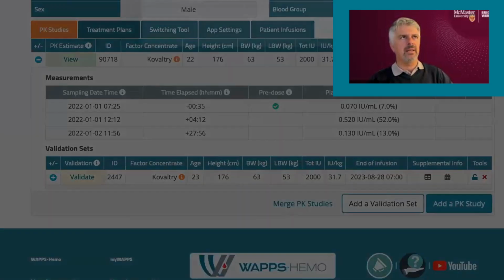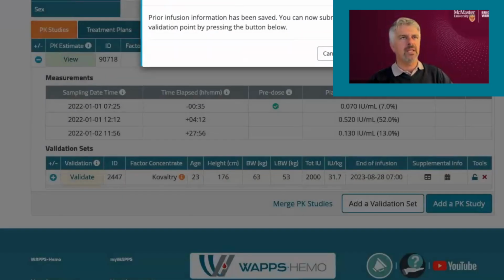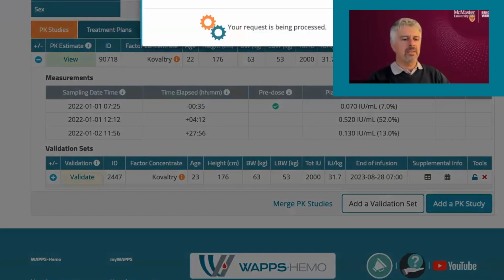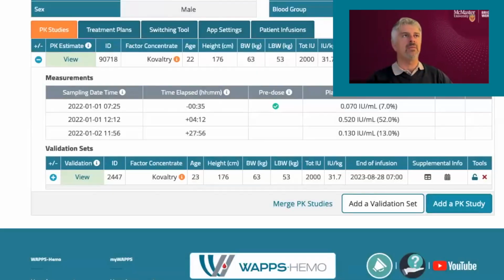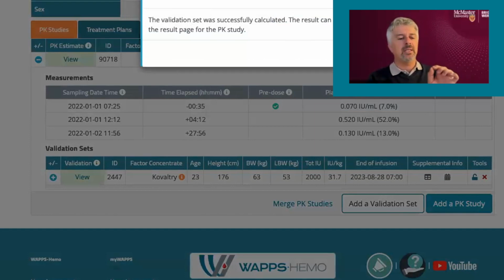And when I'm done, I'm ready to submit the validation point. If I do submit, this goes to WOPS, to the PK engine, and the PK engine re-evaluates what would have been the concentration of factor VIII for that very moment based on the previous PK. So it runs the estimation again using the individual profile and calculating, like the app would do, the concentration for the same time for which I've entered the information.